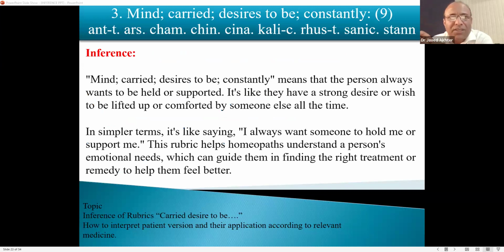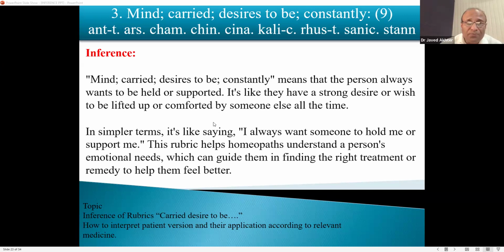These are the nine medicines I have shared so far. Now I am coming to the rubric about this. Mind, carried, desire to be carried constantly, means that the person always wants to be held and supported. It is like having a strong desire to be lifted up or comforted by someone else all the time. In simple words, I always want someone to hold me or support me. This rubric helps the homeopath understand a person's emotional needs, which can guide them to finding the right remedy to help them feel better.